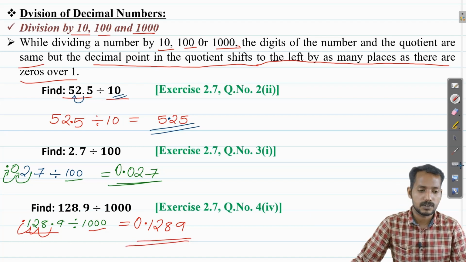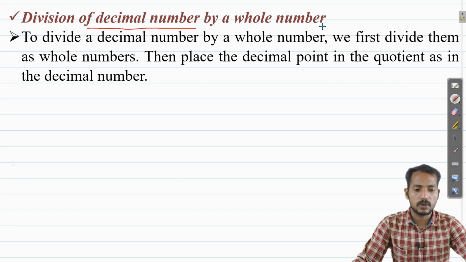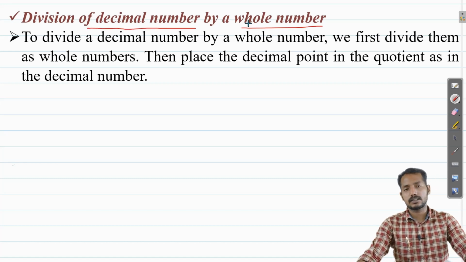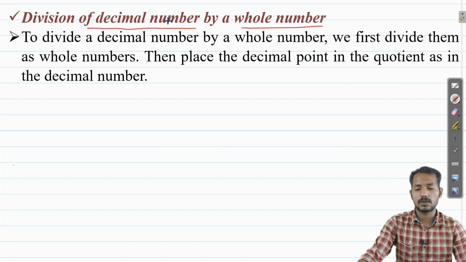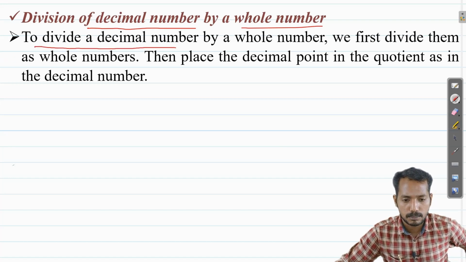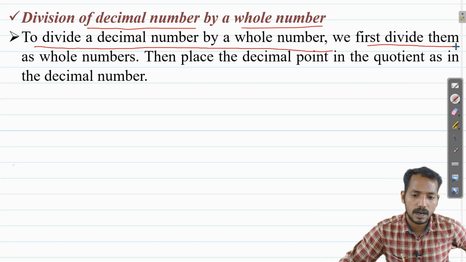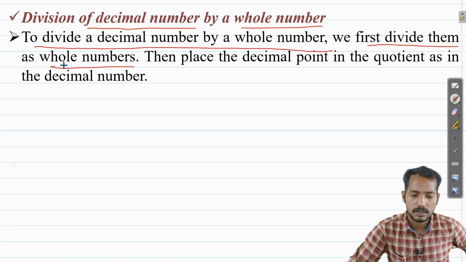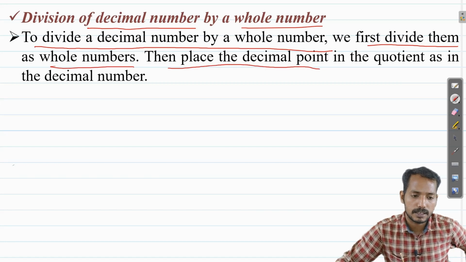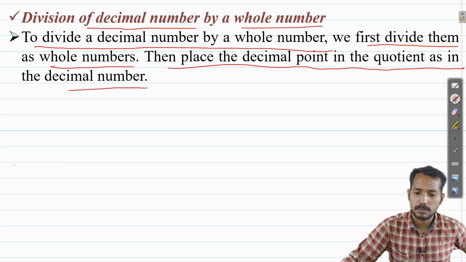Very simple. Now division of a decimal number by a whole number, not by 10, 100 or 1000, but by a normal whole number. In this case, to divide a decimal number by a whole number, we first divide them as whole numbers, then place the decimal point in the quotient as in the decimal number.